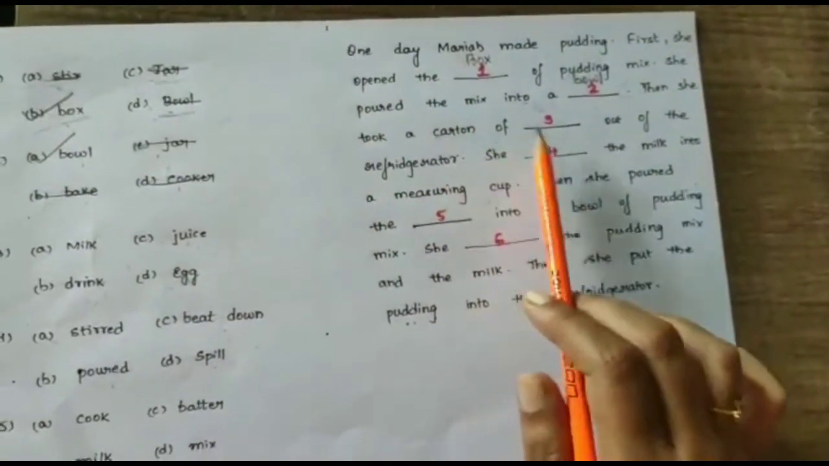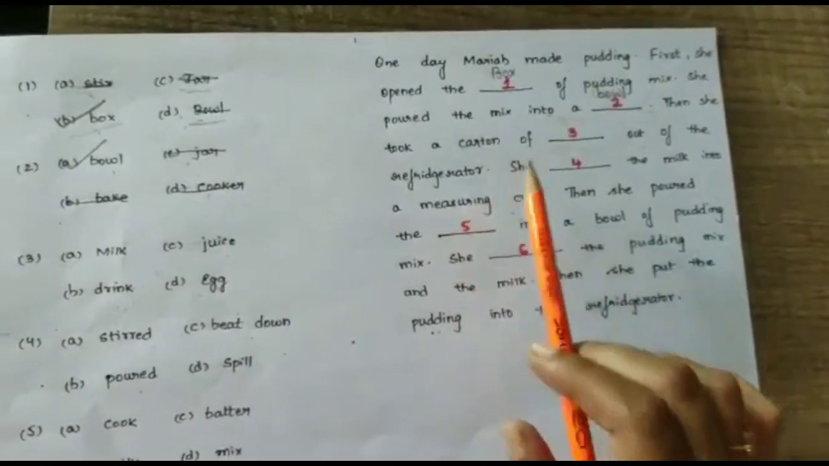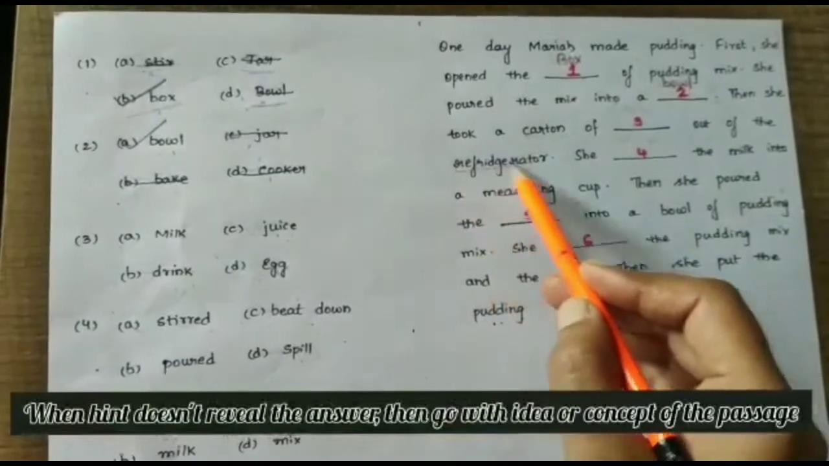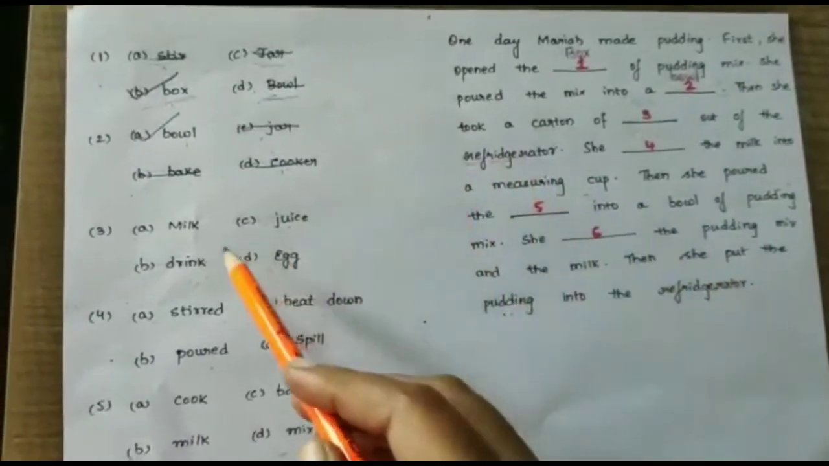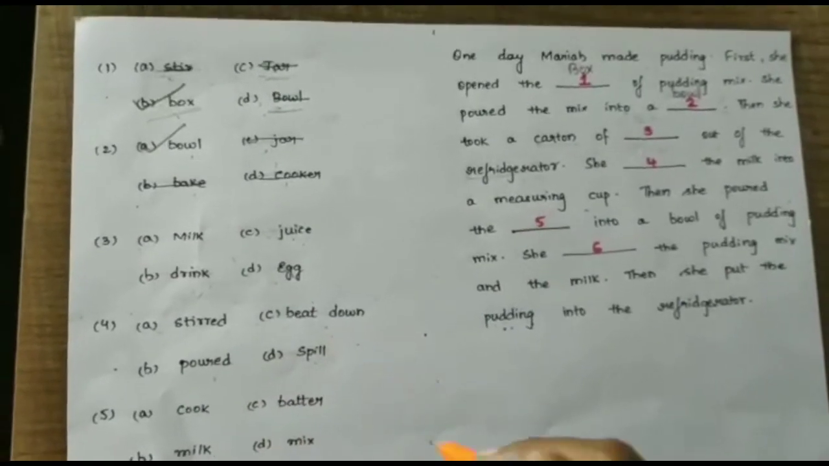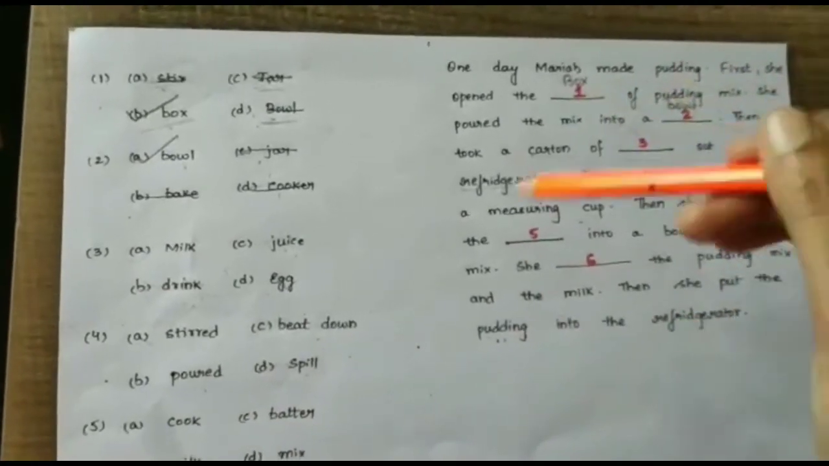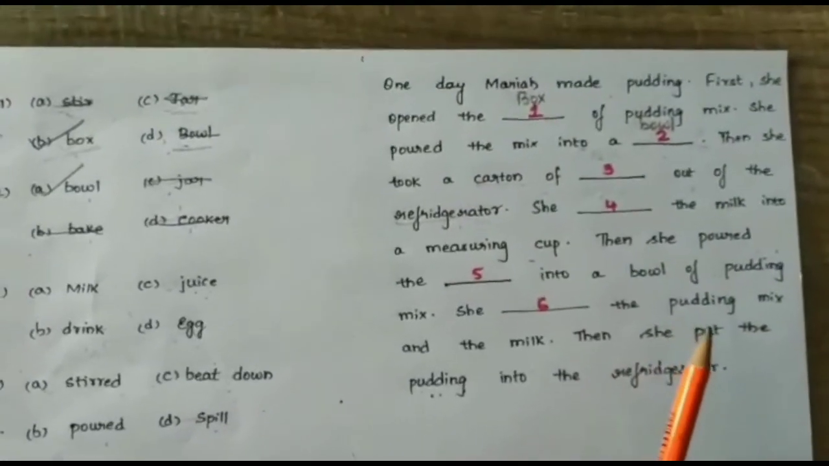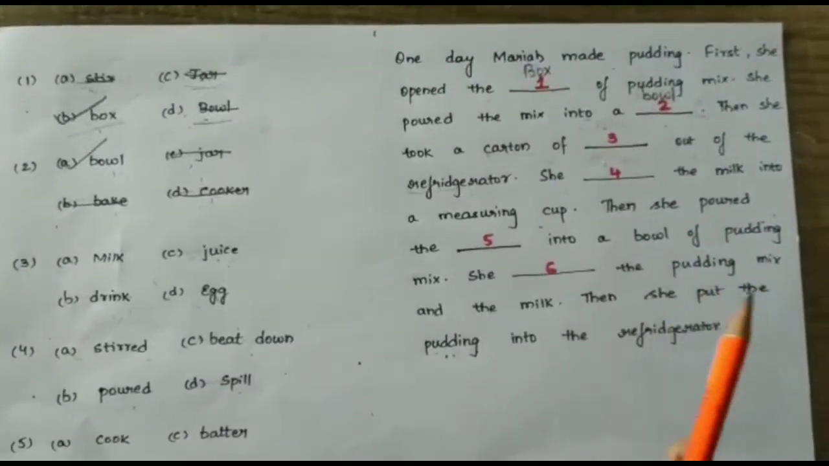Then she took a carton of dash out of the refrigerator. See, because the hint is refrigerator here. But all these items are stored in the refrigerator. So now what to do? We need to get into the context or the idea of the passage. The idea or the context is that Maria is making a pudding.